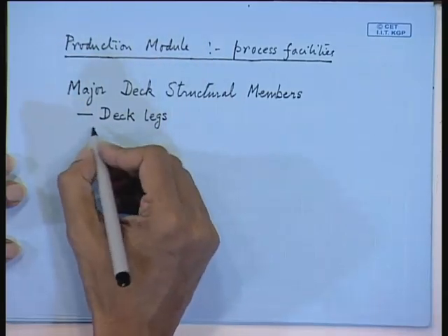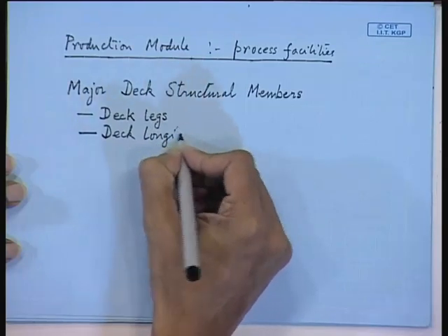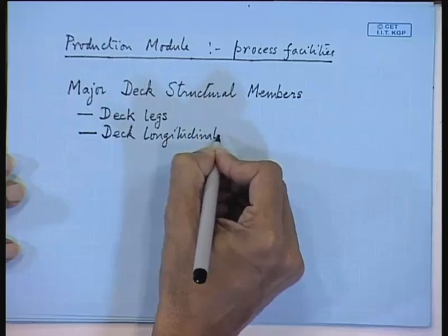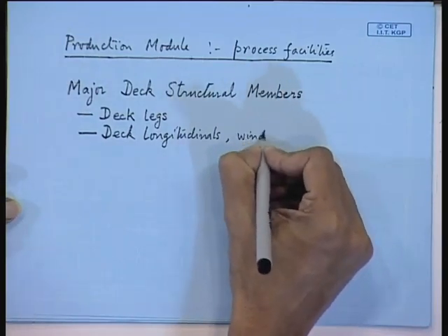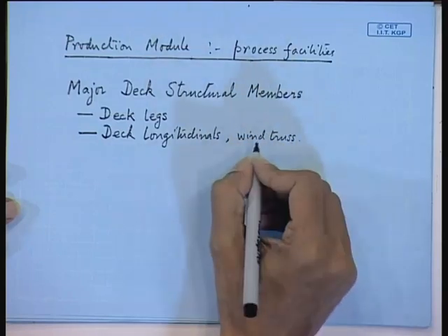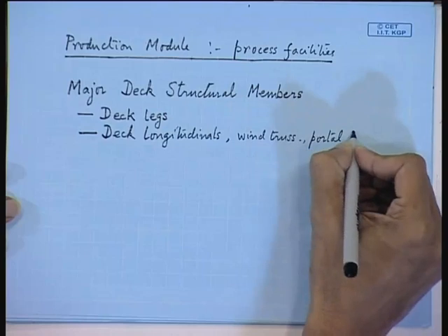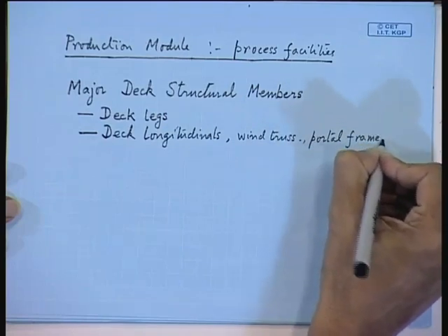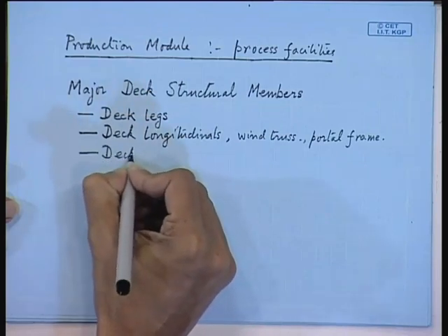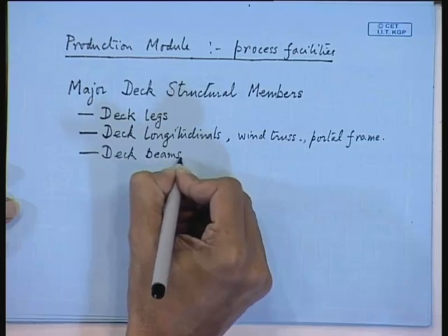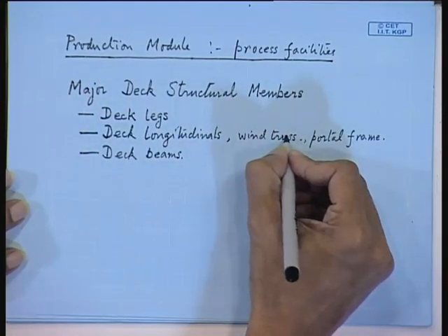Then you have longitudinals, or these are called deck longitudinals. Wind truss. Portal frame. So these are some of the components of your deck. Then of course, if you have deck longitudinals, then you should have deck beams. Of course, these are items for open deck. Closed deck also, there will be no wind truss, but then you should have what is called the side shell.